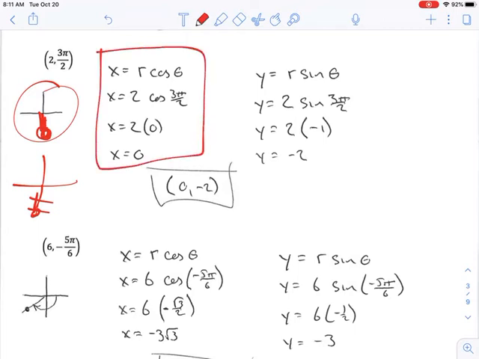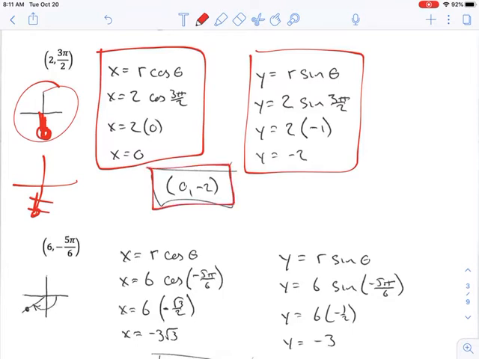And so for x equals r cosine of theta, we have 2 times the cosine of 3 pi over 2. The cosine of 3 pi over 2 is 0, times 2 is 0, just like we expected. And over here, y equals r sine of theta. Y is equal to 2 times the sine of 3 pi over 2. Well, the sine of 3 pi over 2 is -1. 2 times -1 is -2, just like we expected. So it's nice to be able to predict some things, to visualize what you are expecting for an answer. And if you don't get that, check your work or check your reasoning.